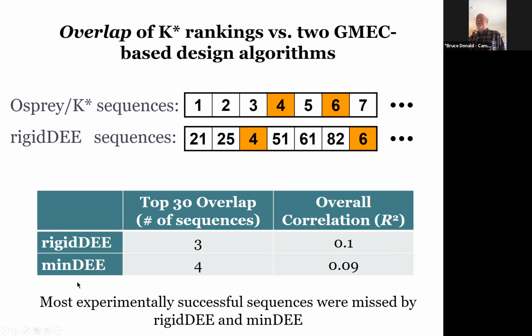Similarly, if you compare the answers for rigid DEE and MinDEE, you can run these, you can see that in the top 30 sequences, the number of overlaps is very small, about 3 or 4. Overall correlation is very poor here. So most of the experimentally successful sequences were missed by rigid DEE or even MinDEE without K-star. So we have concluded from that and other experiments we've done that you actually need continuous rotamers, i.e. MinDEE, as well as K-star, if you want to design for function, that is, for binding. The debate is still ongoing, but that's where we are on that.